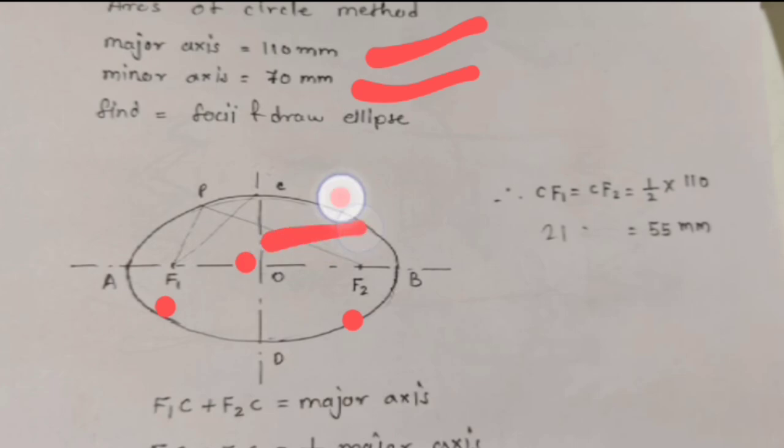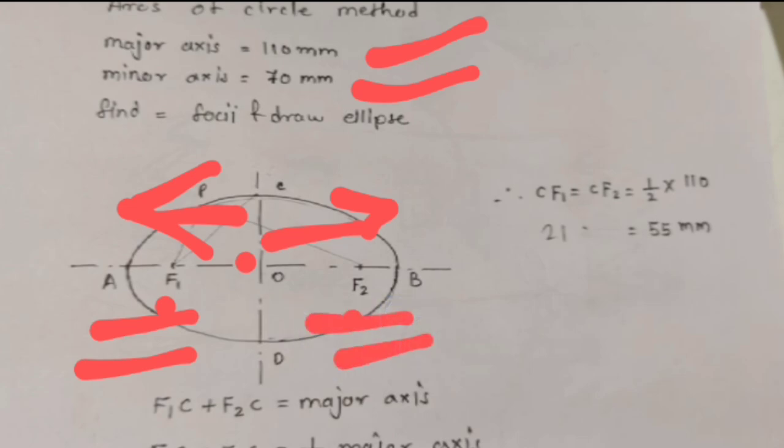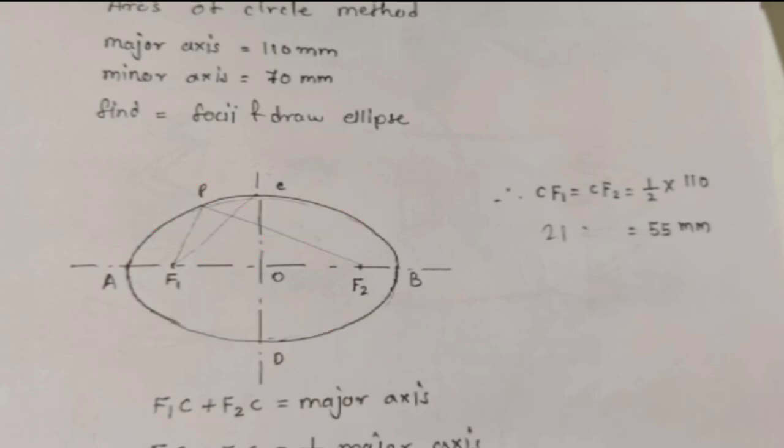To draw the ellipse you have to find out the foci points first. So CF1 is equal to what? Half of the major axis, that is 55 mm. In the compass take a measurement of 55 mm, place the metal point on C, then mark on both sides of the origin, and we will get F1 and F2. Once we get the foci points we can easily draw the ellipse.